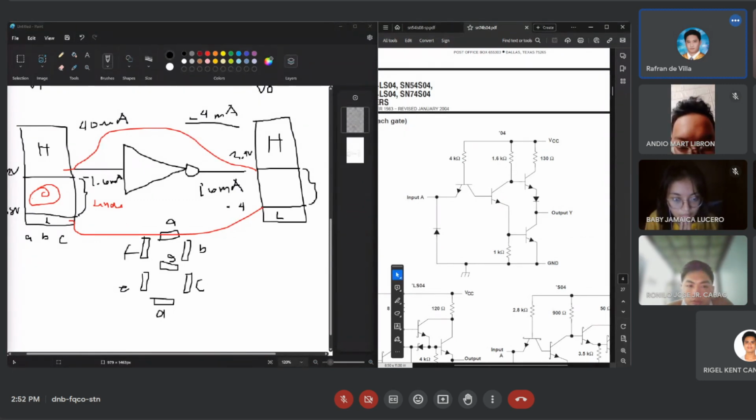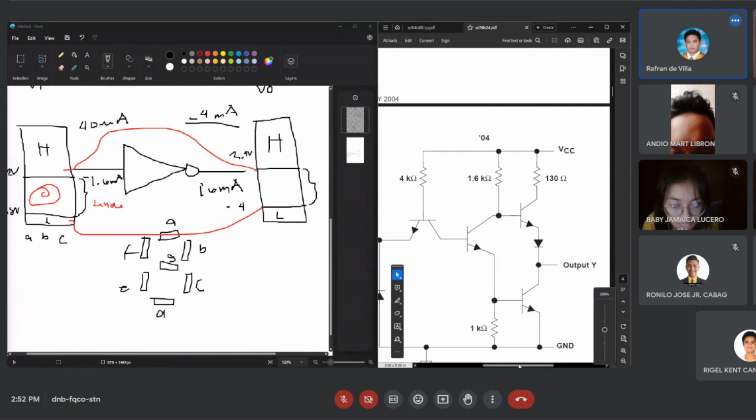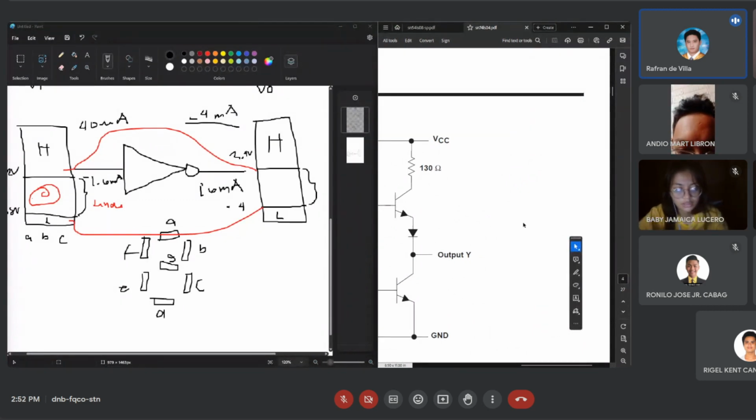Concentrate mo diri dapita guys. This side. Okay? Kani. Na diri ang tubag.